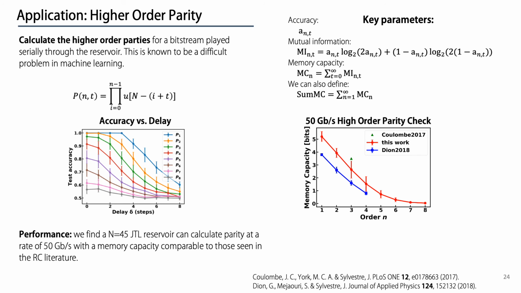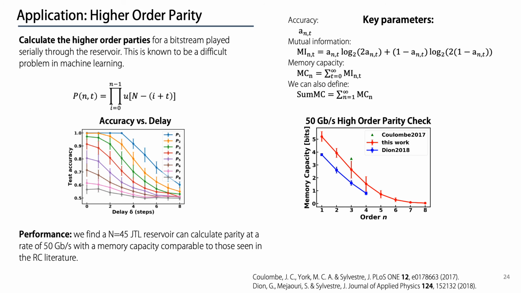The task here is effectively to calculate the product, shown by the equation on the left side of the slide, for a bit stream which is played serially through the reservoir. This is a somewhat contrived example, but it is known to be a difficult problem in machine learning. The accuracy of the reservoir in calculating higher order parities from P1 through P8 are shown on the plot on the left side of the slide.